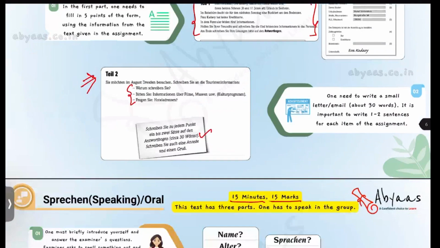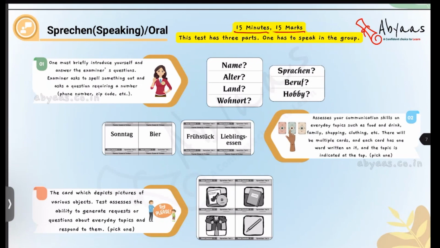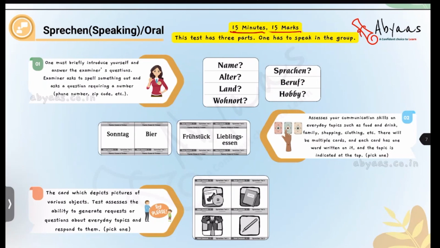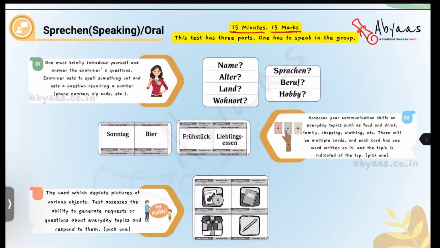Let us go with the third module. Third one is expression. Fourth one is expression. And the duration of this is 15 minutes and the marks are 15 marks. This test has three parts, and one has to speak in a group.